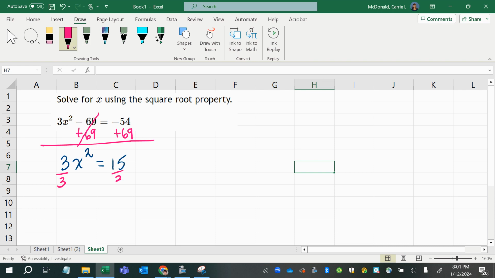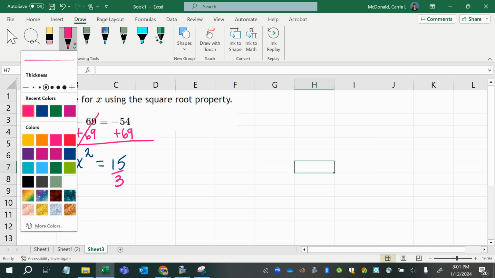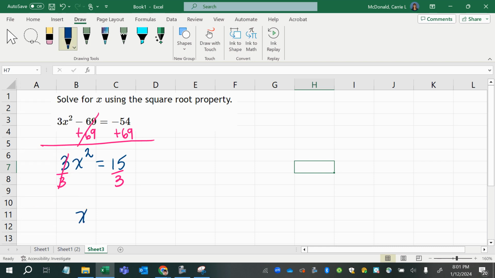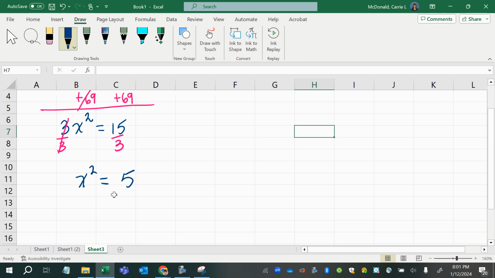Okay. Now we're going to continue to isolate that perfect square. So I'm going to divide by 3 on both sides. 3 divided by 3 is 1. 1 times x squared is just x squared. And now we have x squared is equal to 15 divided by 3 is 5. Now we are in a situation where we have a perfect square involving only x on the left.